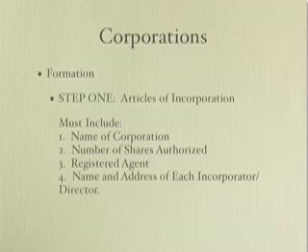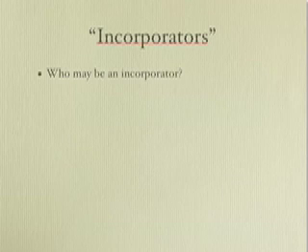Lastly, on your articles of incorporation, you're going to give the name and address of each incorporator or director, and we need to kind of discuss those terms, incorporator or director in this case. All right, let's talk about incorporators first. All right, what is an incorporator and who may be an incorporator? All right, first of all, anybody can be an incorporator. You don't have to be a shareholder, or you don't have to have any other role in the business whatsoever. As a matter of fact, there are a lot of attorneys who offer this as a service.